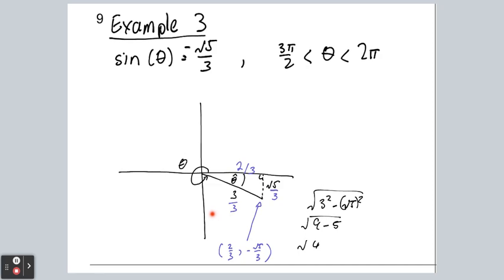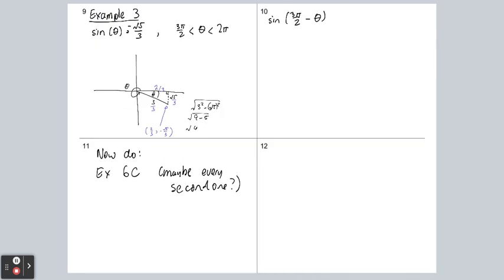Does that make sense now? Yeah, cool. So that's the setup. What I've got there in slide 9 is the setup. Here is the payoff. Now that we've done the setup, we are going to examine what 3 pi on 2 minus theta looks like.